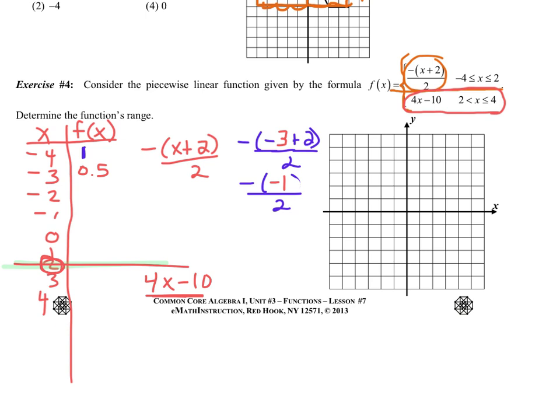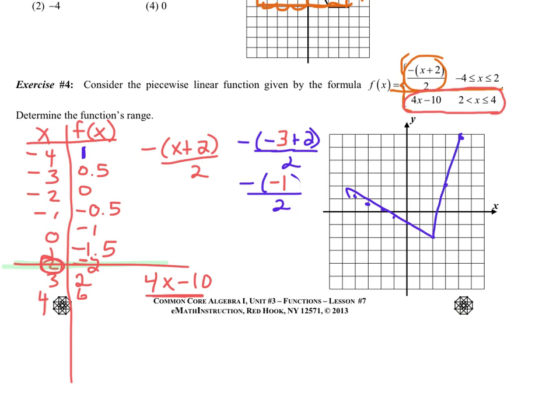Hit pause. So these are the values that I got, and if I plot them, -4, 1, then I'm going down by halves each time until I get to 2. And then once I get to number 3, I'm at 3, 2. So now the graph starts going up, and 4, 6. So my graph would look like this.